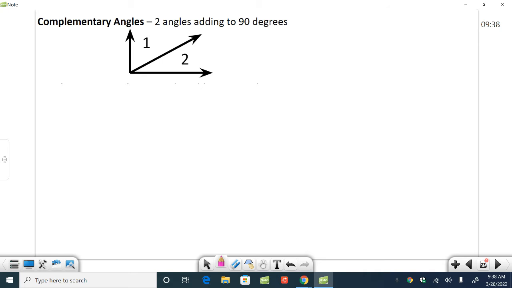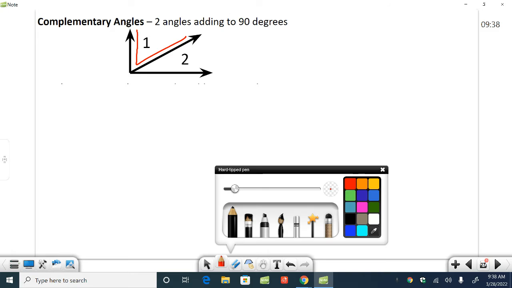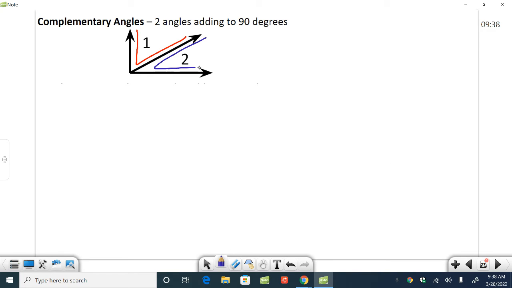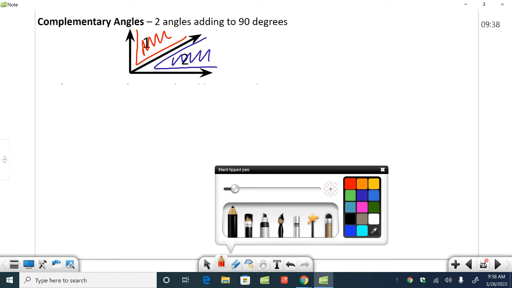Okay, complementary angles. Complementary are two angles that add up to 90 degrees. So angle 1 has a measurement, and angle 2 has a measurement. You've got two different colors there. They could both be the same size, but in this case we don't know because I didn't give you a measurement for those two. But they do equal 90 degrees.